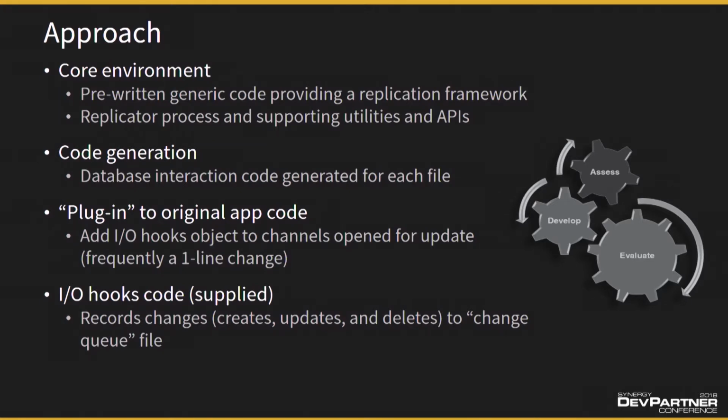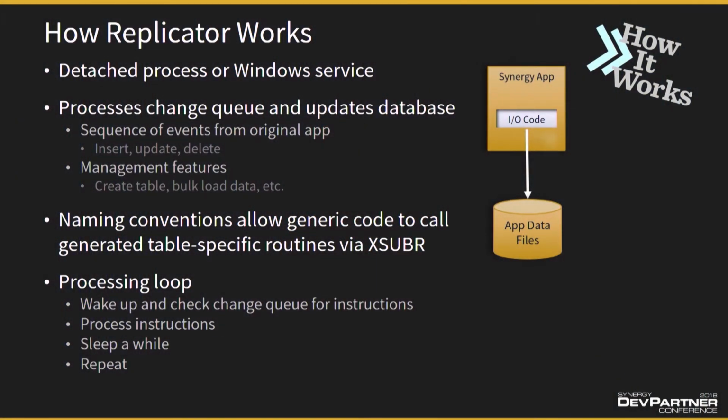That queue file is just an ISAM file. The overhead on the original application is whenever there's a create, update, or delete, there is one additional ISAM store into the queue file. So that's pretty much the overhead on the underlying application. What the replicator does is it runs as a detached process or a Windows service, and it simply looks at that queue file on a periodic basis. It says, is there anything to do?